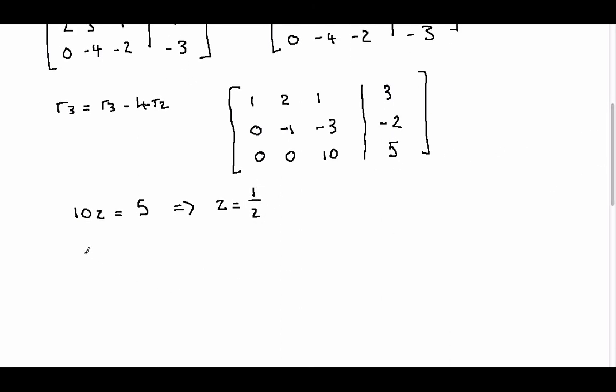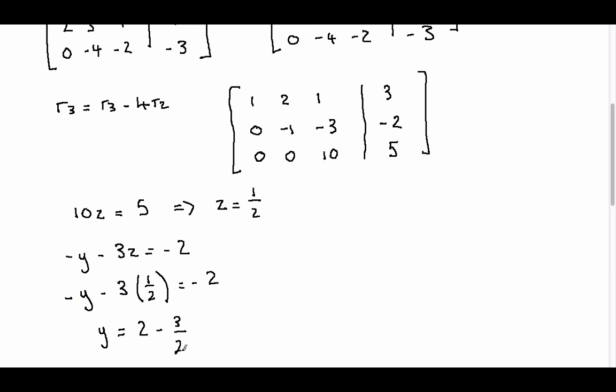Row 2 tells us that we have minus y minus 3 lots of z is equal to minus 2. So as z is equal to 1/2, we get minus y minus 3 lots of 1/2 is equal to minus 2. Therefore we see that y is equal to 2 minus 3 over 2, which is 1/2. So we've got z equals 1/2 and y is equal to 1/2.